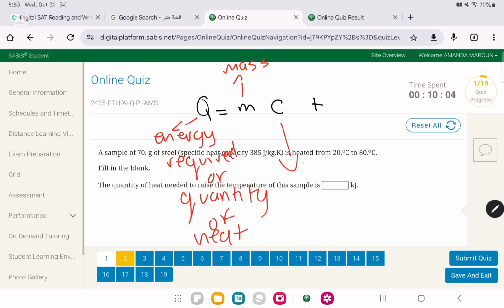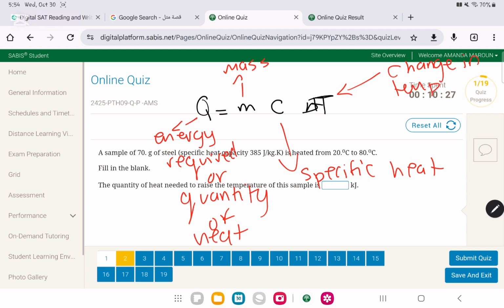Then we have c, which is our specific heat. And here I forgot something: it is delta T. So delta T is the change in temperature. Now the units. The unit of Q, the energy required or quantity of heat needed, is joules. The unit of m, which is the mass, is kg. Remember, in physics, whenever we're talking about mass, it is in kg.